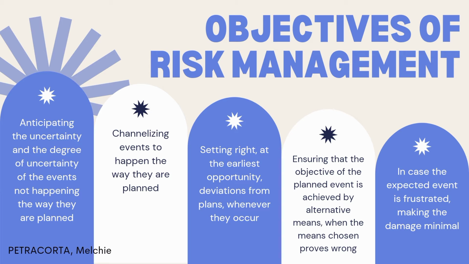Next objective is ensuring that the objective of the planned event is achieved by alternative means when the means chosen proves wrong. Risk management ensures that when deviations from the plan occur, the corrections made are the best options to achieve business goals successfully. And the last objective is, in case the expected event is frustrated, making the damage minimal. If the planned occurrence does not occur, risk management aims to minimize the damage in this situation.